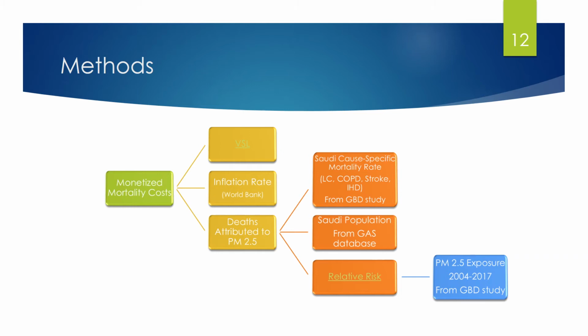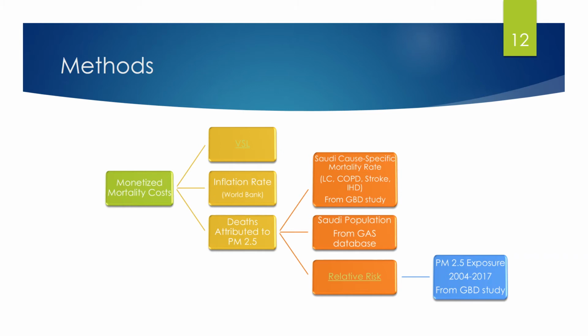At the same time, to correct the figure for inflation, we took the inflation rate of Saudi Arabia in particular from the World Bank, in order to enable us to move the figure with the year in which we're conducting the study. And finally, we need the most important factor, which is the amount of deaths that are attributed to PM2.5 in Saudi Arabia.